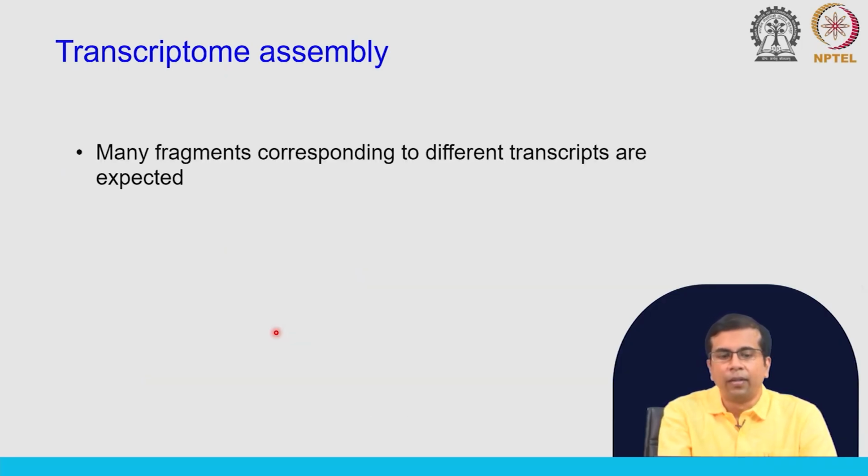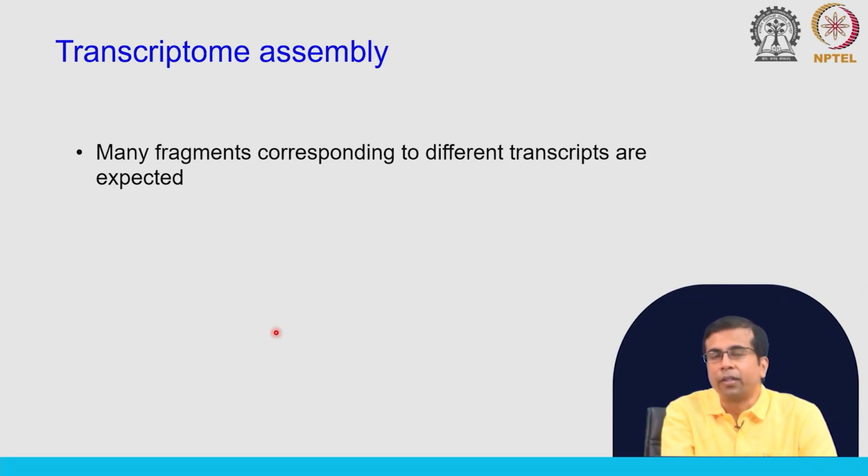Okay. So, what you get in transcriptome assembly is that you will get many fragments that correspond to different transcripts. So, you have let us say 10,000 genes, you expect 10,000 transcripts. After the assembly process, you should get around that number. That is quite a big number if you compare against genome assembly. Transcriptome assembly is very similar to genome assembly. You will see when we discuss the genome assembly process.